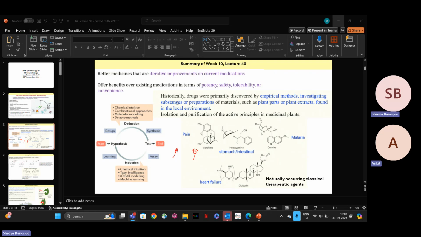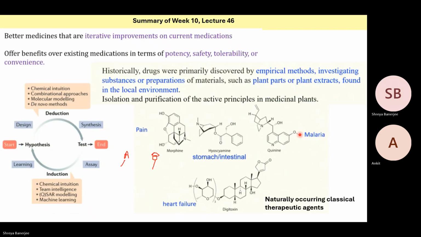Right. So as I was discussing, in the process of drug discovery, you basically start from a hypothesis. That is, you think that there are certain structural features that your drug must have in order to bind properly to the target. Then you design a molecule which can be a possible lead compound. And for designing, you use different methods.